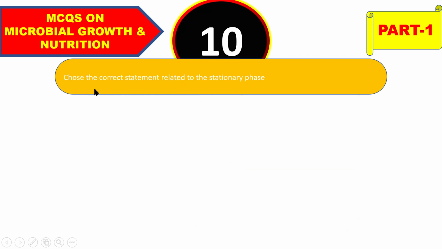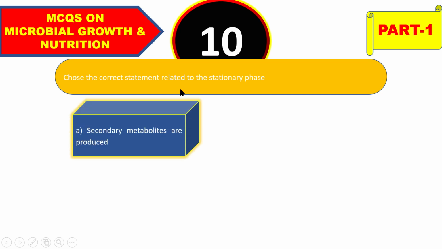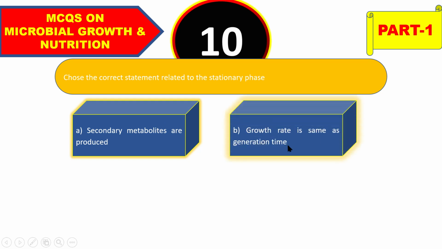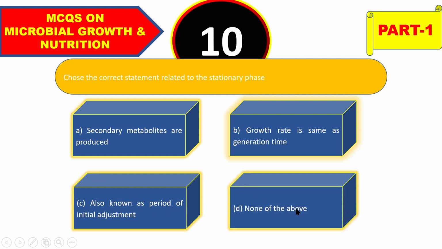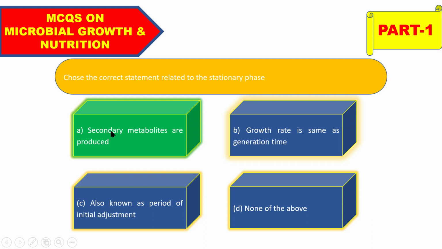So next one is choose the correct statement related to the stationary phase. So first one is secondary metabolites are produced, growth rate is same as generation time, also known as period of initial adjustment, none of the above. And the right answer about the stationary phase is secondary metabolites are produced in stationary phase. So this is the right answer.